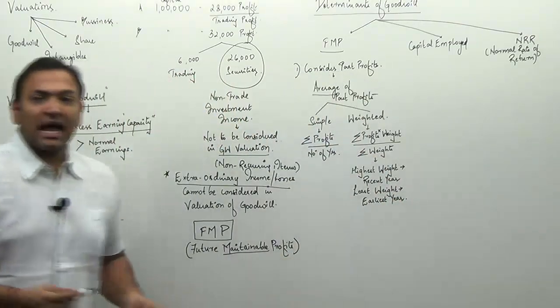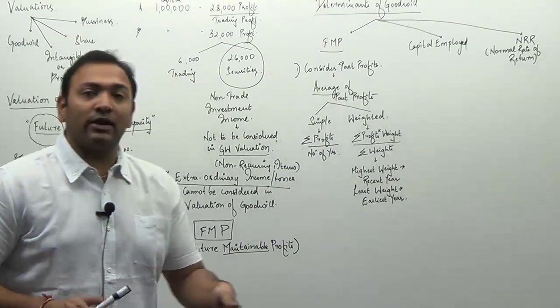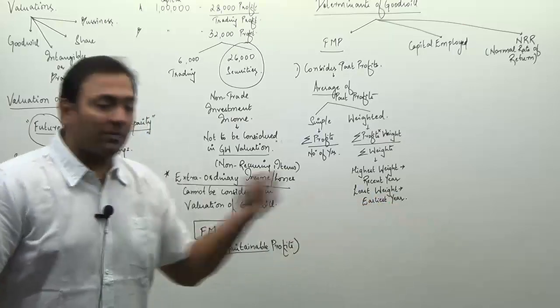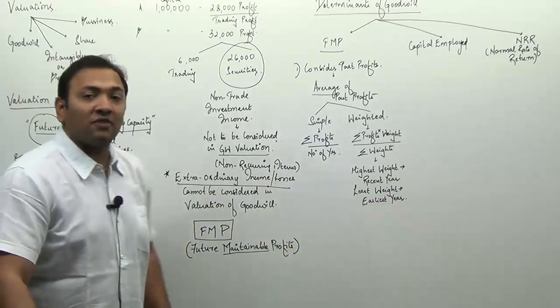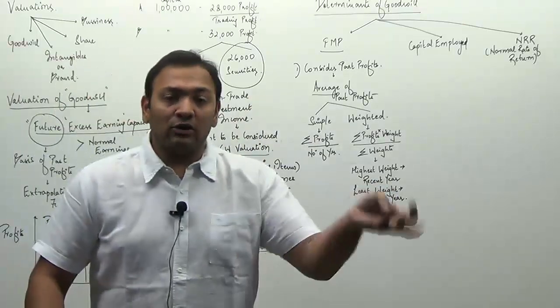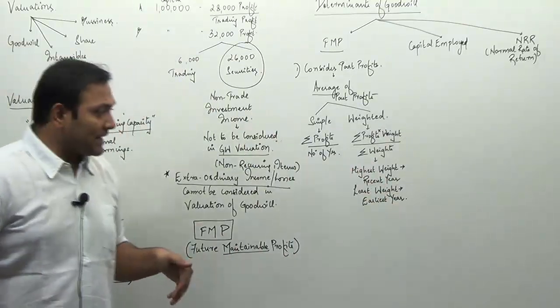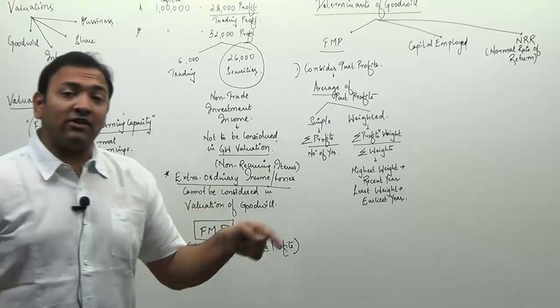In a sense, let's say we are standing today in 2015 and we are trying to analyze what could be our future maintainable profits. So I've considered my past profits starting from 2012. I took 2012, 2013 and 2014 into consideration. Then he's saying that the highest weight should be given to the recent year.